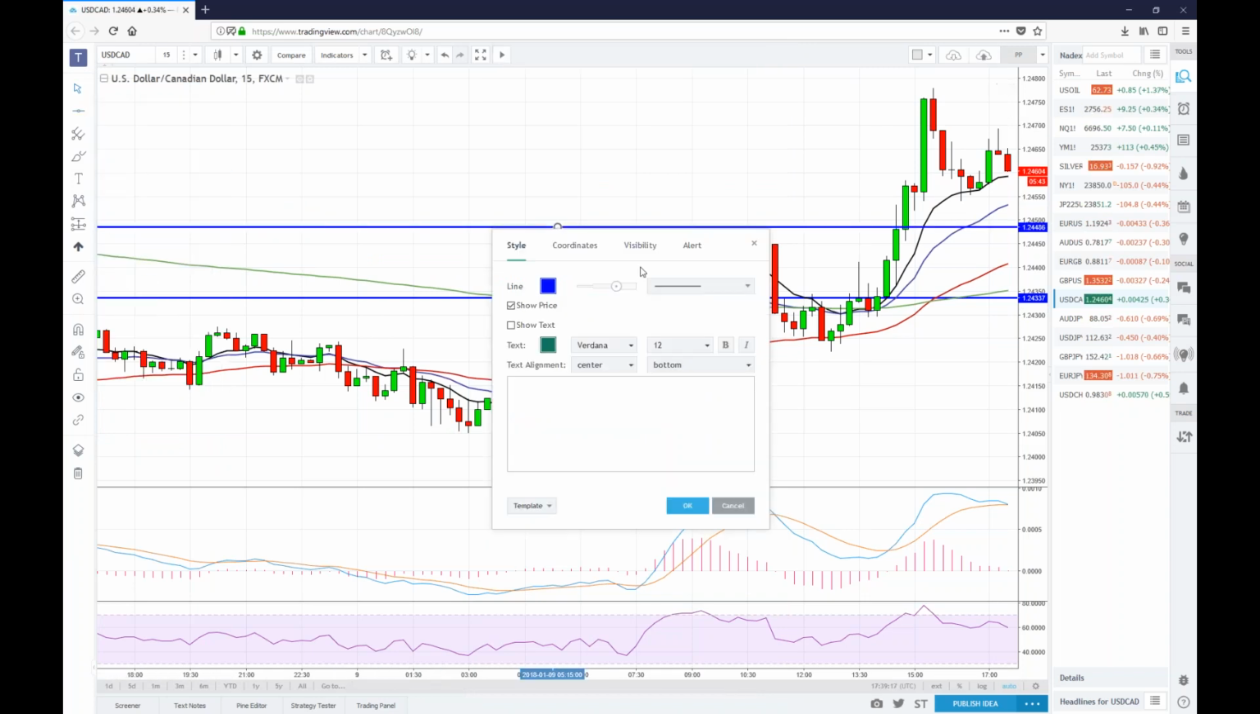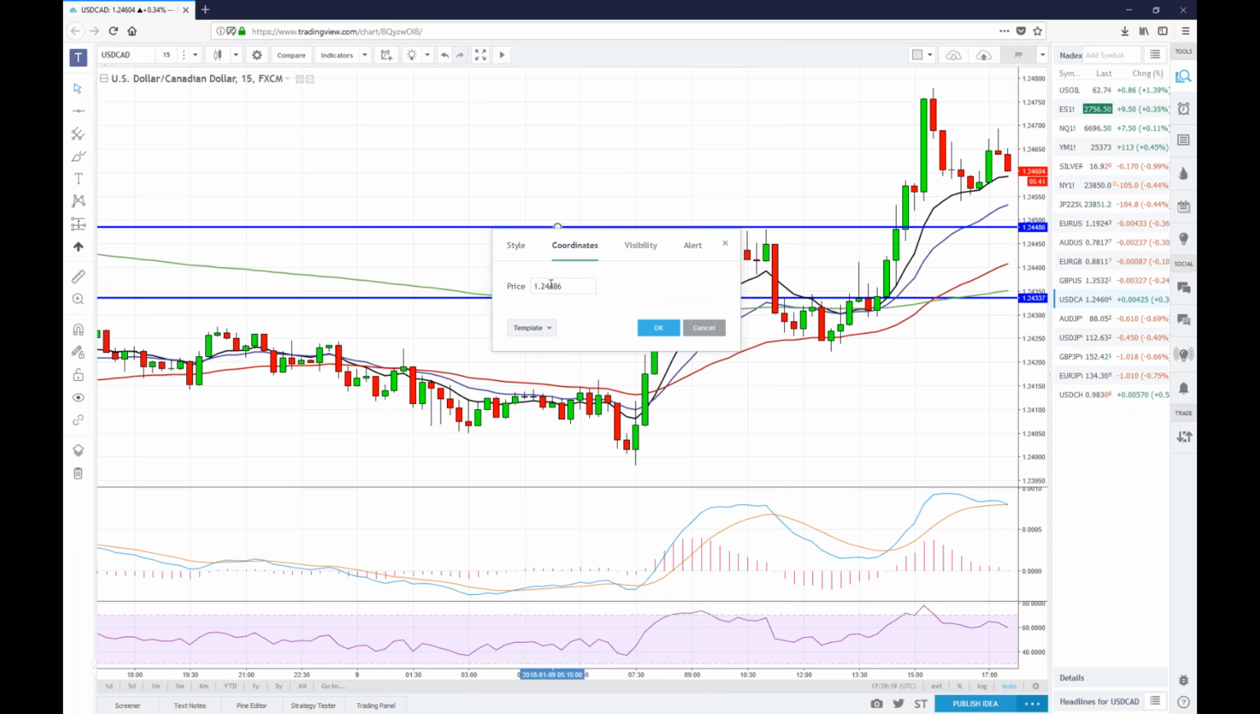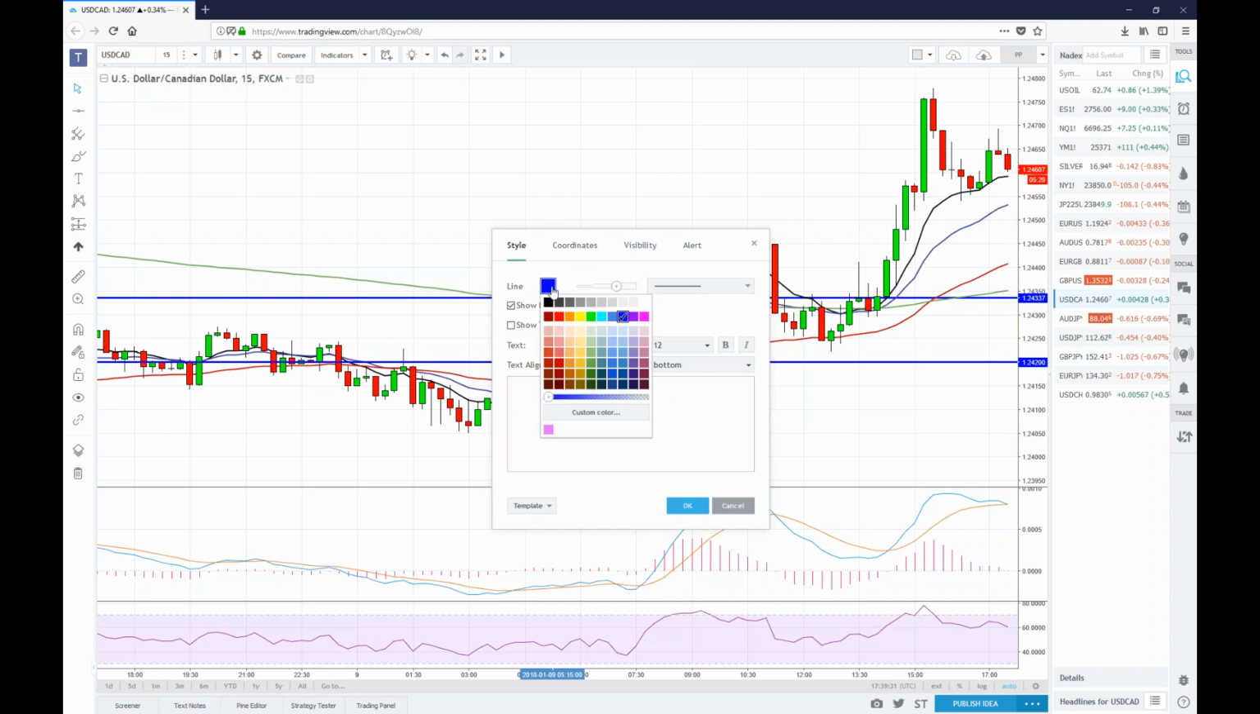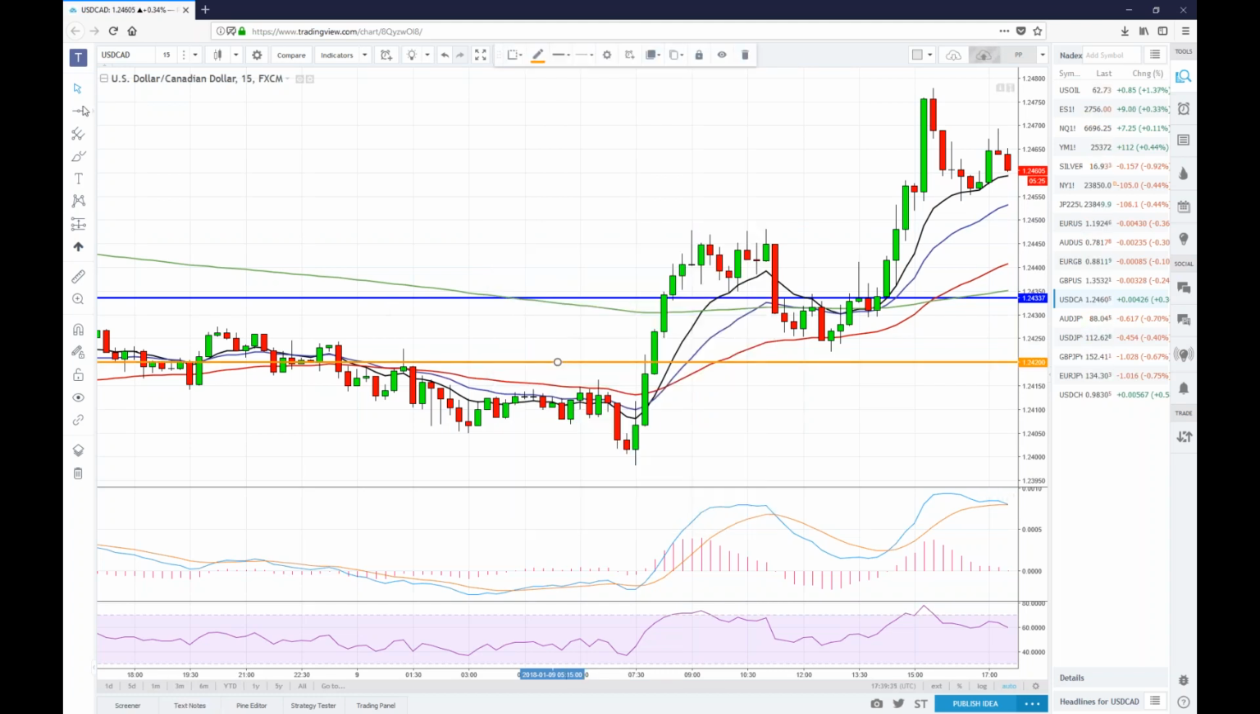So I want to put this one in at 124 and the floor is at 124.20. Sorry, 124.20, and let's make that line in this beautiful orange. And let's do another one.